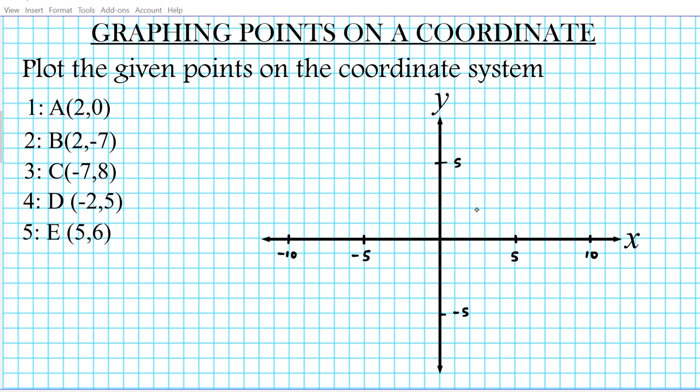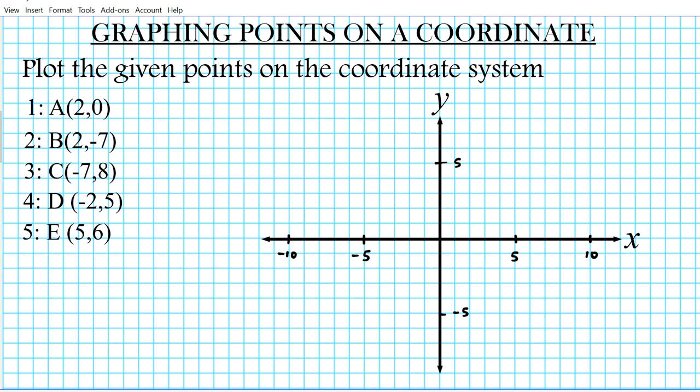Alrighty, so the instructions that we are given for this problem, we are to graph or plot the given points on the coordinate system. So we have 5 points that we're going to be plotting on this coordinate system right here. First thing to consider is that if you have a coordinate system, the direction that you're going to has a sign associated with it.